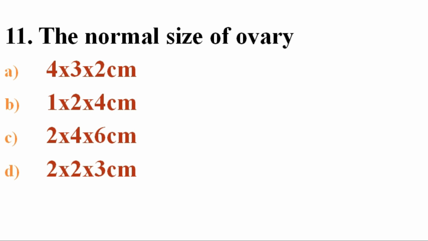Next question, the normal size of ovary. Options: A 4 into 3 into 2, B 1 into 2 into 4, C 2 into 4 into 6, D 2 into 2 into 3. Answer is A, 4 into 3 into 2 centimeter. So the normal size of ovary is 4 centimeter into 3 centimeter into 2 centimeter.